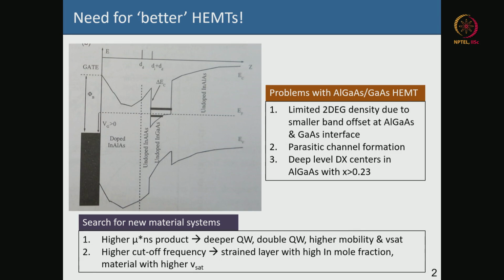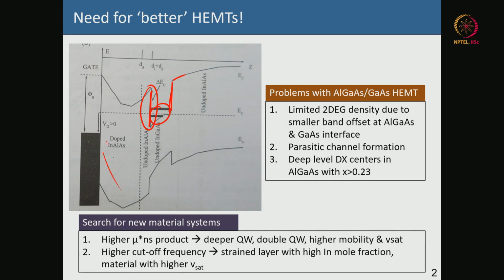So what are the problems with the normal HEMT? The problem is that the band offset between the GaAs and AlGaAs is not very high, so the 2DEG density that you can get here is also limited, 10 to the power 12 per centimeter square, for instance. Is it possible to increase this delta EC, this band offset, so that I can get a better 2DEG density? That is one question. Can I get a backside barrier, as we have discussed previously, so that I can have a better confinement of the carriers?